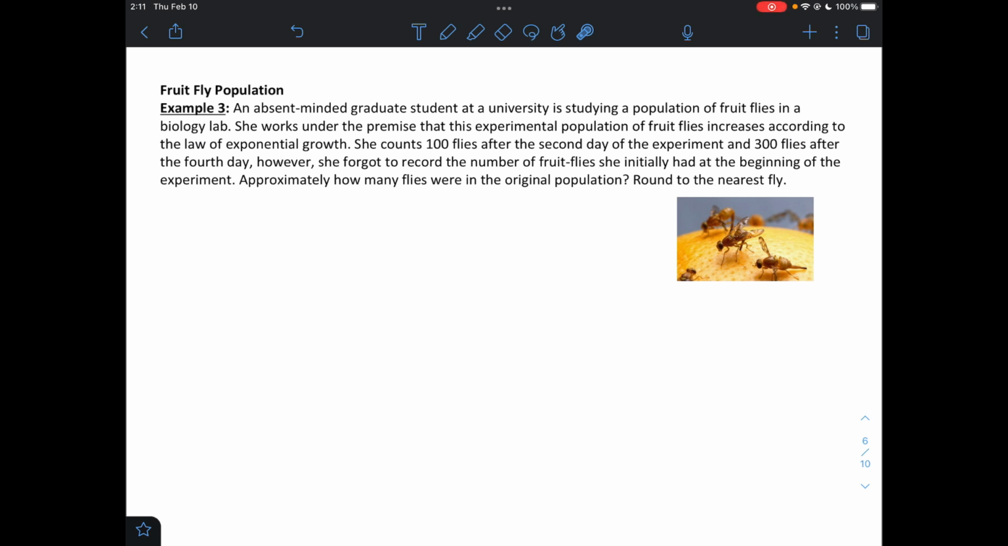So we talked about this earlier. What if we don't have an initial condition? That's what we're going to look at here. This one's going to be a little bit more difficult to do. Okay, so we know our equation is y, or in this case, again, A of t. I'm just using A for amount, equals C e to the kt. That's our exponential growth or decay model. We have 2 points. 100 flies after the second day, so 100 flies on the second day, and 300 flies on the fourth day.